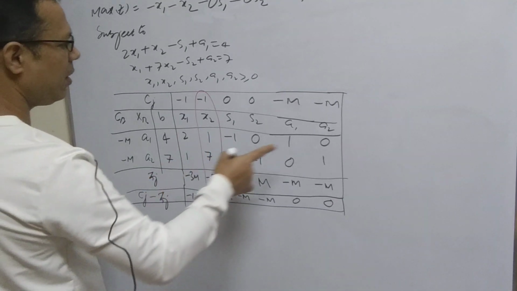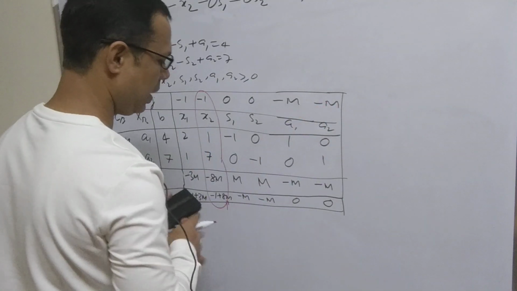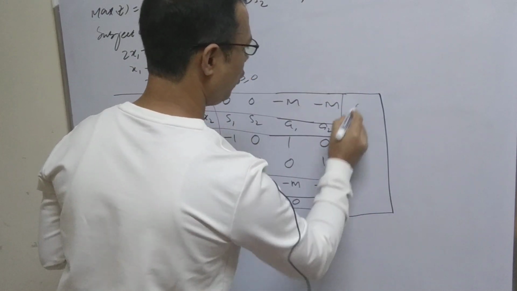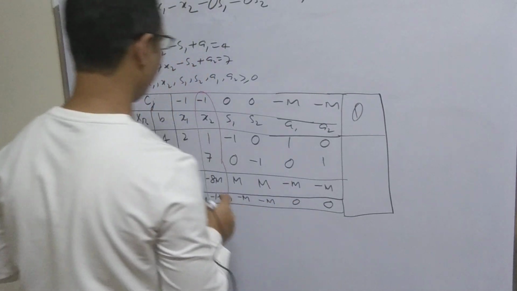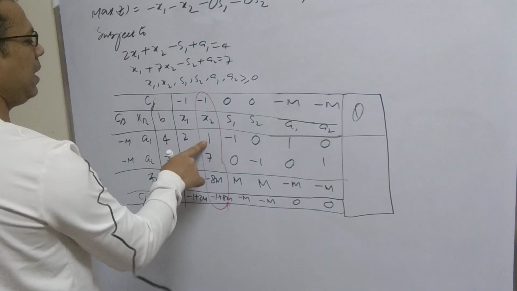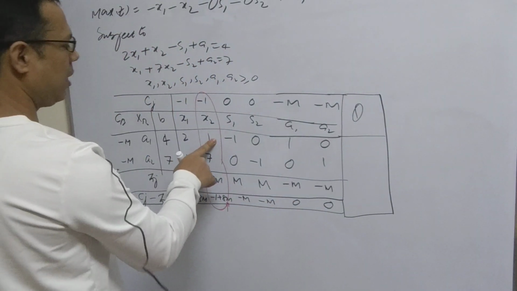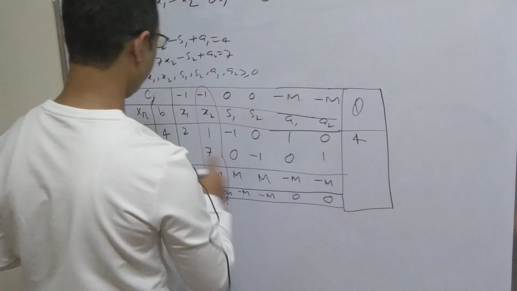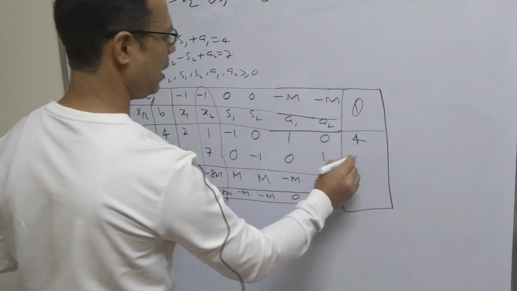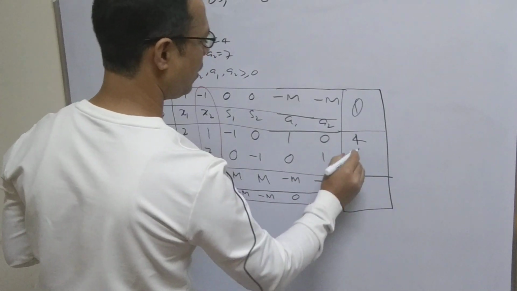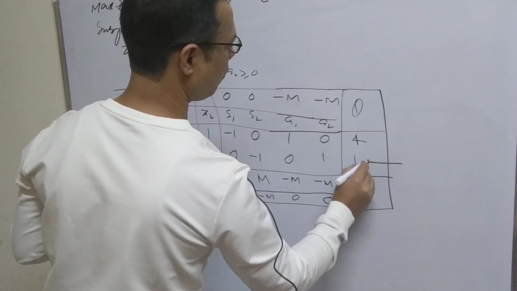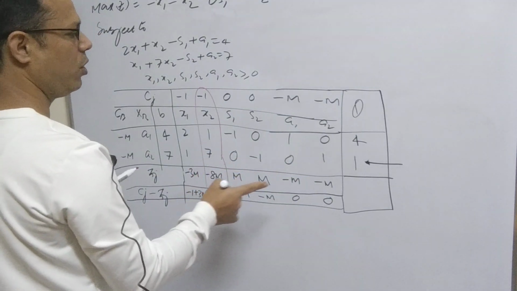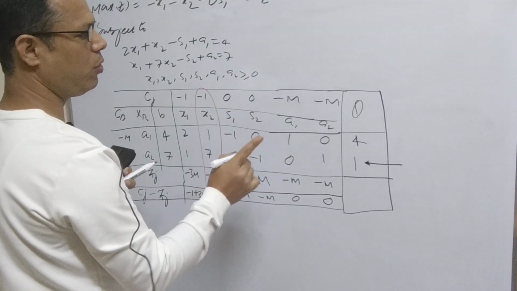Now the next step is to see what is the key row. To find the key row, we need to find theta. Theta is the ratio of b divided by the respective key column elements. So 4 divided by 1, result 4. 7 divided by 7, result 1. So out of these two, which one is going to give you the least positive value? Very important to remember, least positive value. I am not going to say the least value, I am going to say the least positive value.